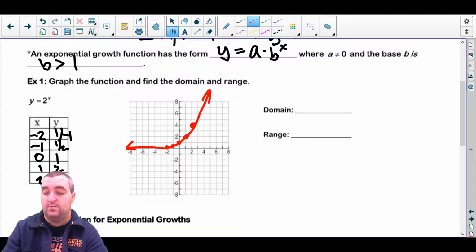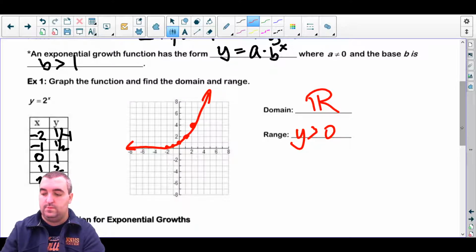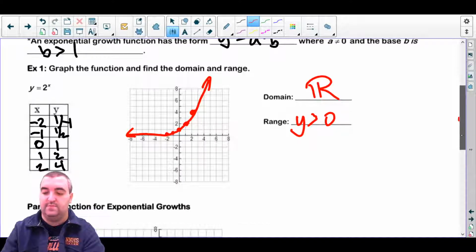So you can hopefully clearly see that the domain is all real numbers. And then for the range, even though I was substituting in negative numbers, I was still getting a positive y value. So if we followed that pattern, there's no way of me getting a negative number when I'm raising something to a power, whether it's an even power or an odd power. It's still going to become positive as long as obviously that number is positive.